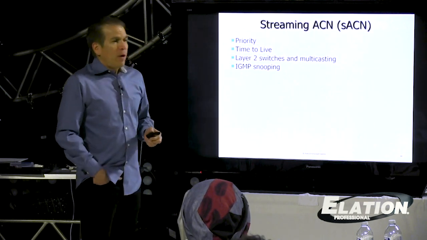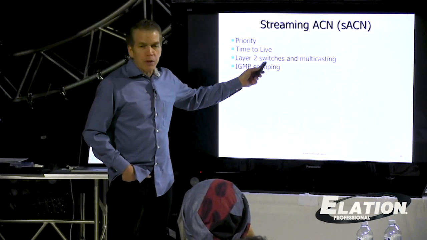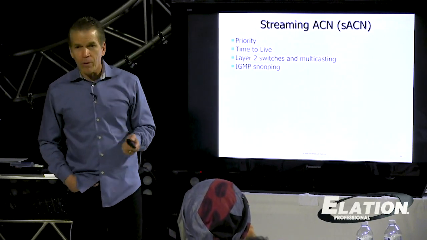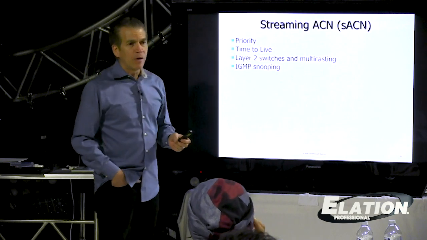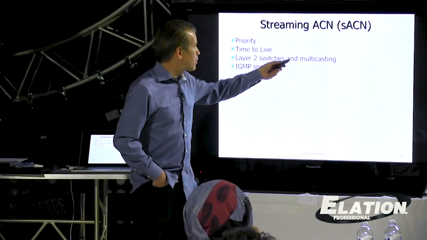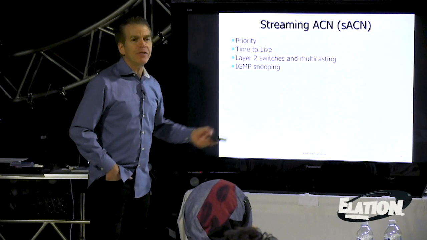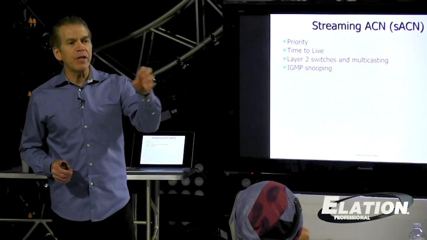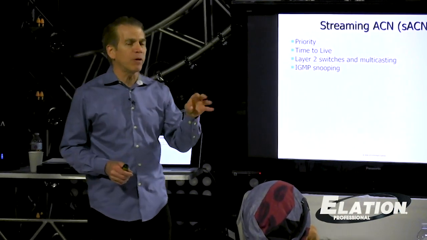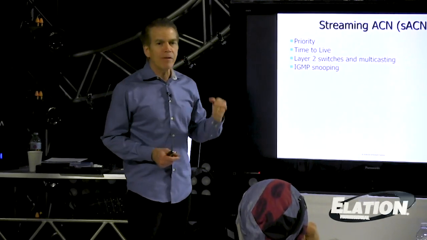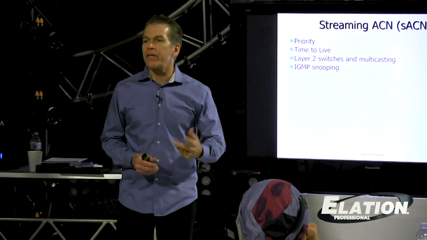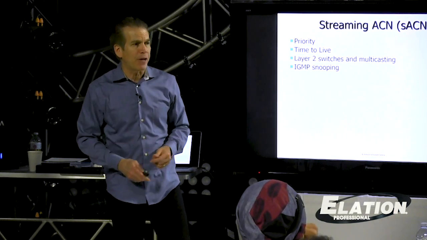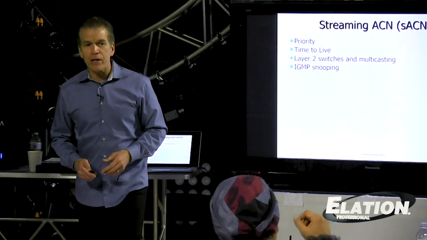Now, we talked about how some layer 2 switches will convert multicast to broadcast traffic. I've never encountered that myself, but I've heard that it can be an issue. And streaming ACN also uses IGMP snooping. Snooping is where it sends out commands saying, hey, do you want to subscribe to a multicast? And if the receiving device is running IGMP, it will say, yeah, I want to join this multicast or that multicast. So that in a nutshell is how streaming ACN works.